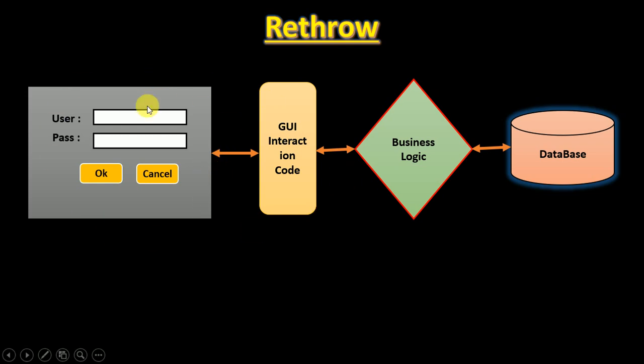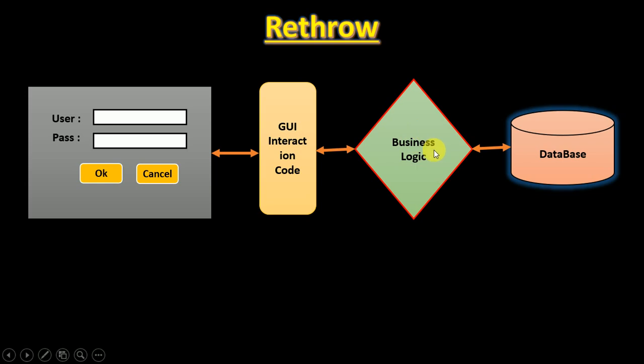So why exactly is it required? For example, you have a scenario like this. You have entered a username and password in the GUI, and you have clicked okay. From the GUI there is GUI interaction code. It will take the username and password and give it to the business logic code. The business logic code will connect to the suitable database and get the value from there. Sometimes the database is not available, or the connection got terminated to the database. During that time a runtime exception will happen, saying that the connection got terminated or the database is down.